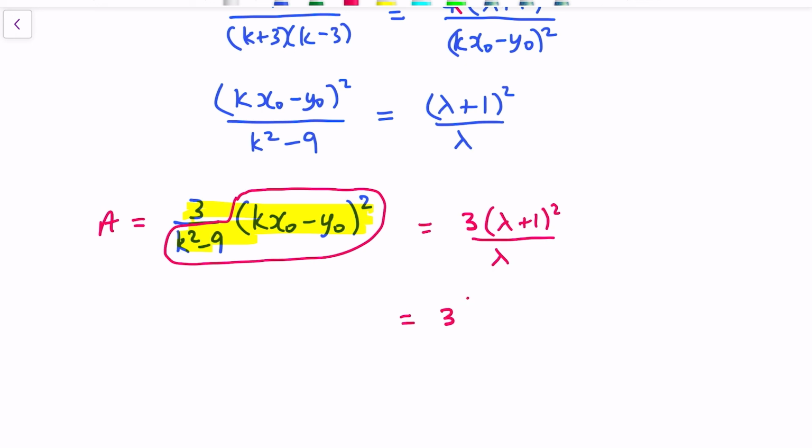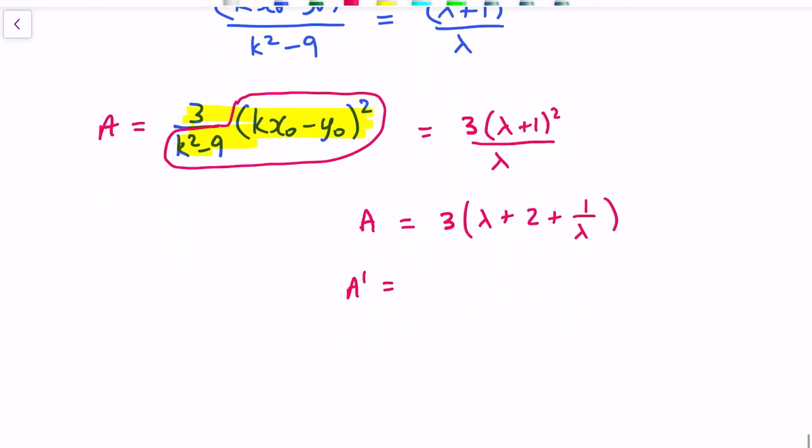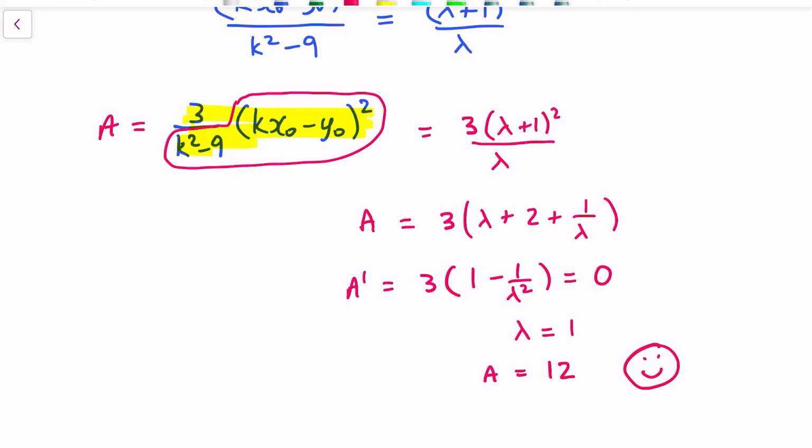Expand the brackets and divide everything by lambda. That's the area in terms of lambda. Differentiate it. Lambda diffs to 1, 2 diffs to 0, 1 over lambda diffs to minus 1 over lambda squared. Make it equal 0 for the minimum area. Minimum area occurs when lambda equals 1, because it can't be negative 1, and therefore the area equals 12. Smiley face to finish the problem. Probably a sad face given how long the problem took and how many times I got interrupted by a leaf blower throughout the recording of this.